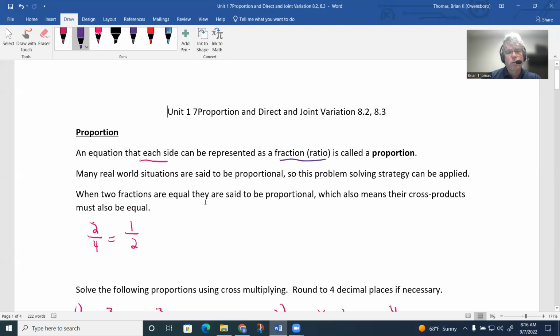If two fractions are equal, what also holds true is the cross products must be equal. So as we look at this here, 2/4 is the same thing as 1/2. And I can also prove that by using the cross products. The cross products have to be equal. So notice that 2 times 2 does equal 4 times 1 because they both equal 4. So notice how the left side and the right side are equal. So these fractions are said to be proportional as well.